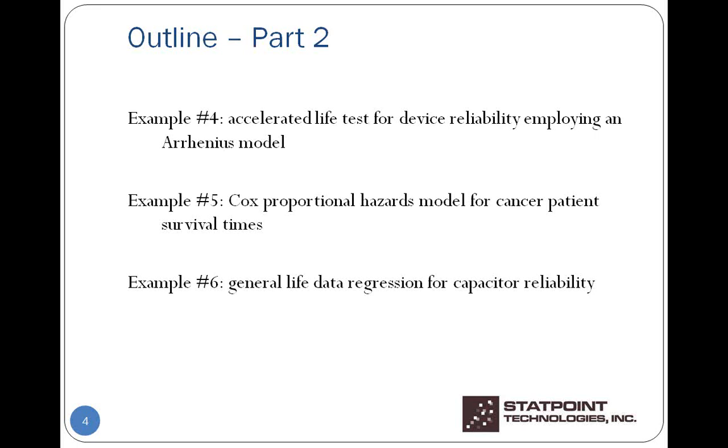Number 5 will be a Cox proportional hazards model for cancer patient survival times. An interesting example where certain cancer patients were treated in 2 different fashions, and we're interested in knowing whether the treatment made a difference. And finally, we're going to look at example number 6, which is a general life data regression procedure, where we'll look at the reliability of capacitors as we change 2 different quantitative variables.